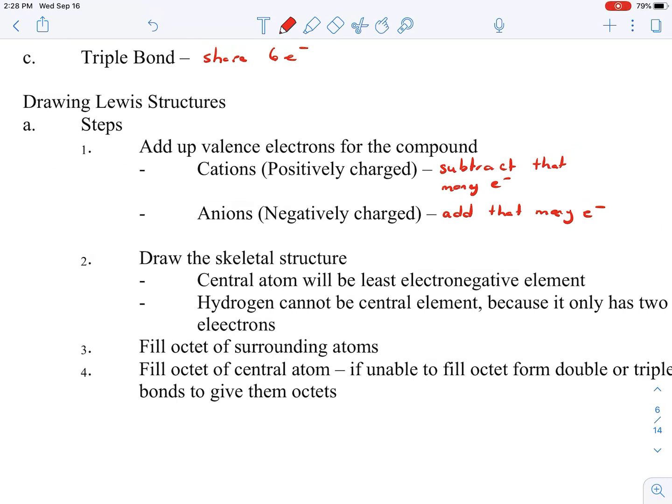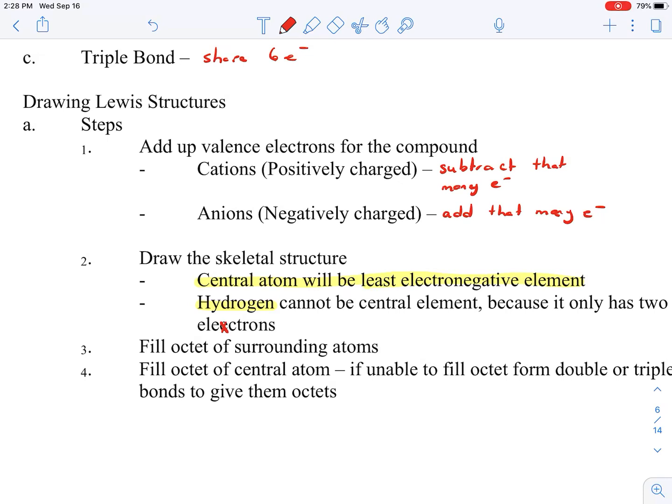Then our second step is to draw our skeletal structure. This is where we choose our central atom, which has to be our least electronegative element, except it cannot be hydrogen. Hydrogen can't be a central element because it only has 1 bond or 2 electrons. So we can only have 2 electrons, so hydrogen will never be your central atom. It will always be a terminal one, but we'll move on from there.